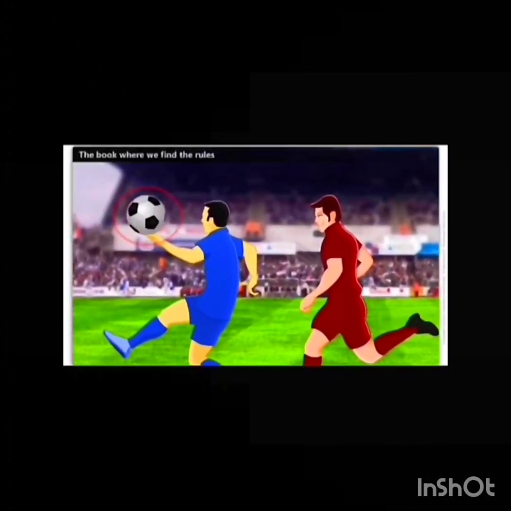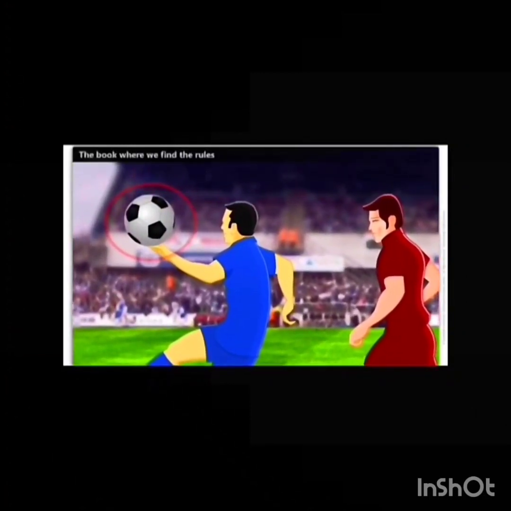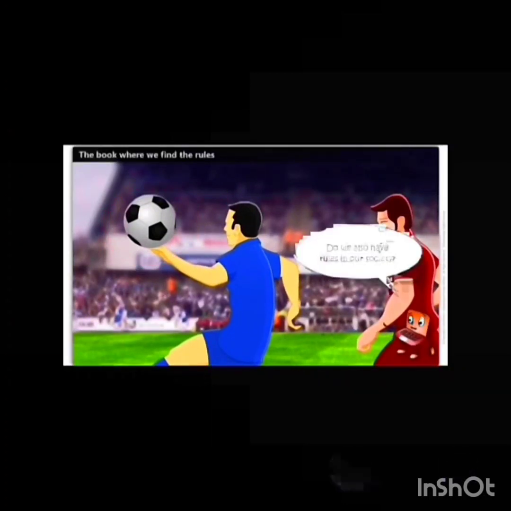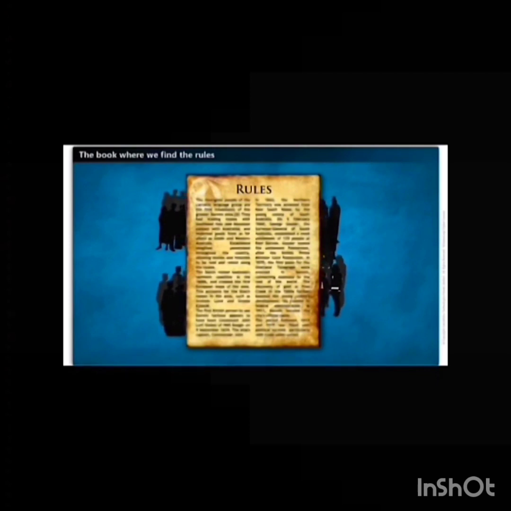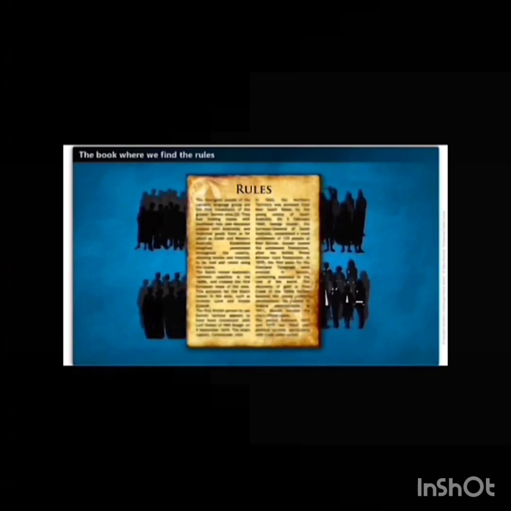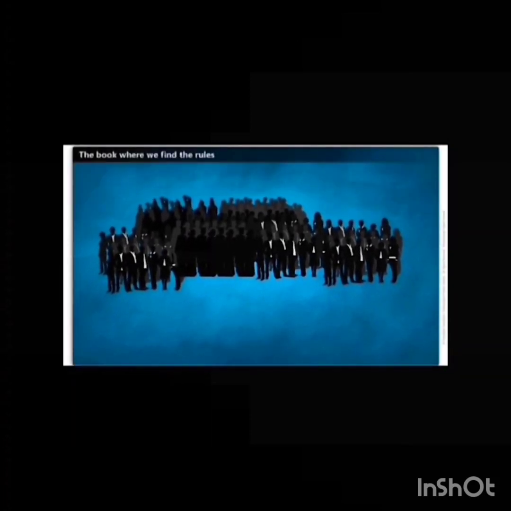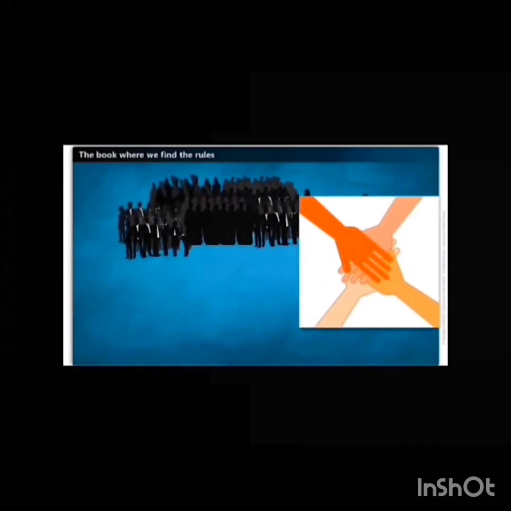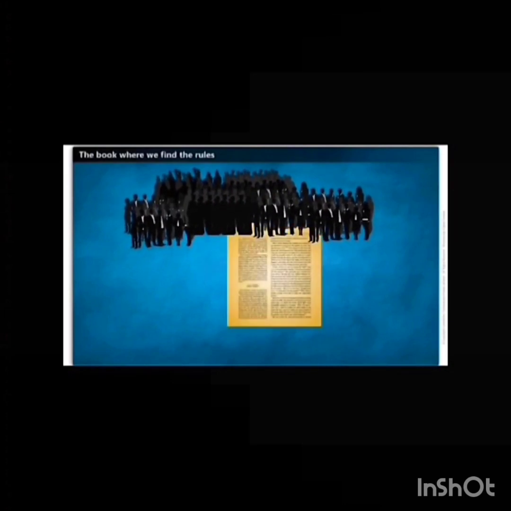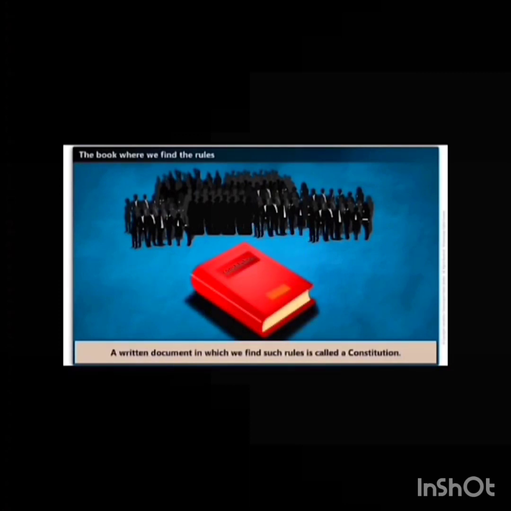In every game, we have such rules, and these rules help define the game and help us distinguish one game from another. Do we have such rules in society? Yes. Like a game, a society also has constitutive rules that make it what it is and differentiate it from other kinds of societies. In large societies in which different communities live together, these rules are formulated through consent, and these consents are written down in a document. A written document in which we find such rules is called a Constitution.